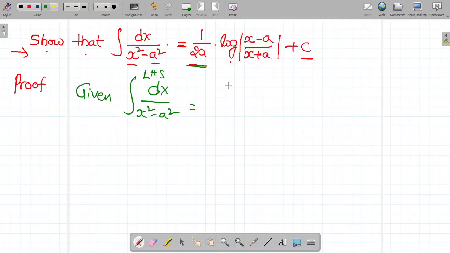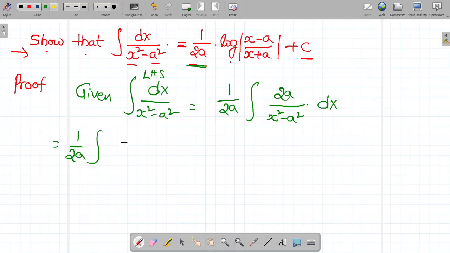So just write 1 by 2a, meaning divide with 2a and also multiply with 2a in the numerator, by x square minus a square into dx. Okay, so 1 by 2a integral. 2a can be written in the form of a minus x plus a plus x.